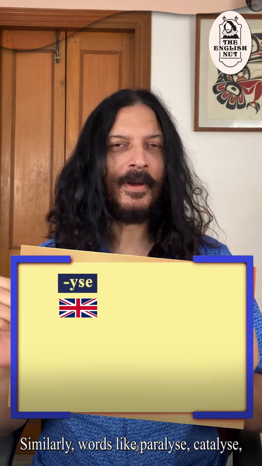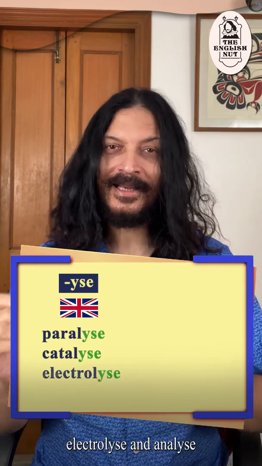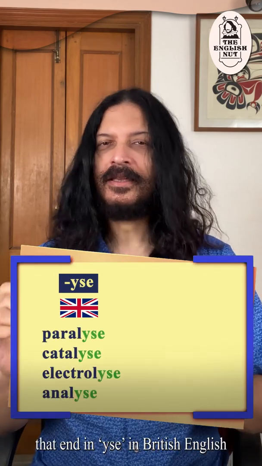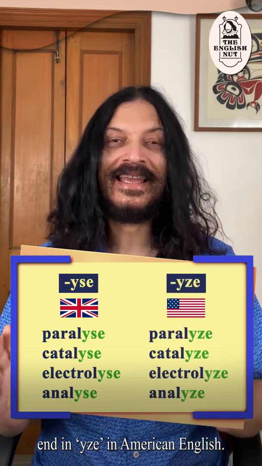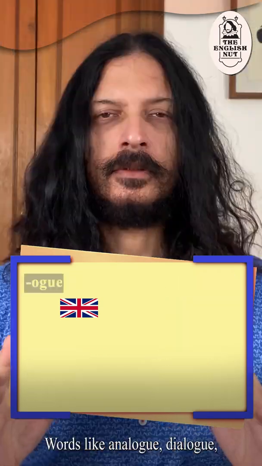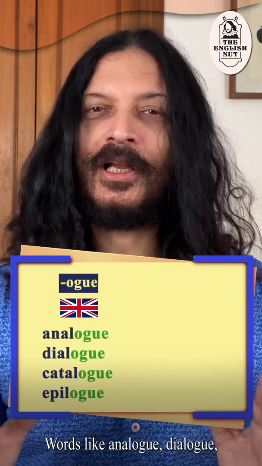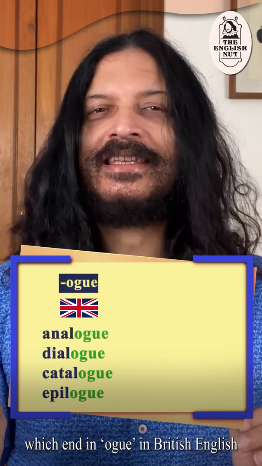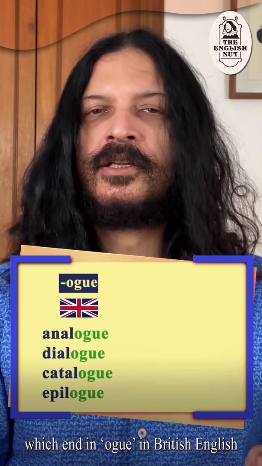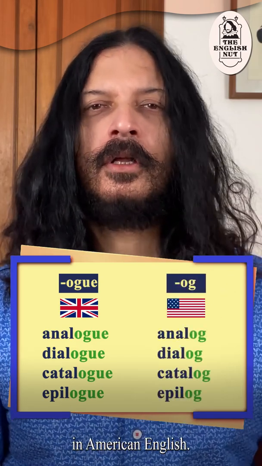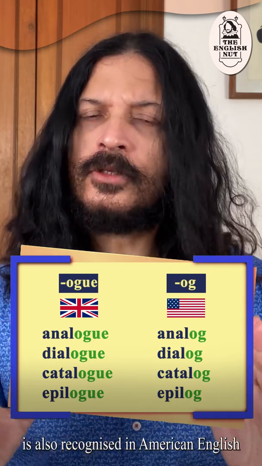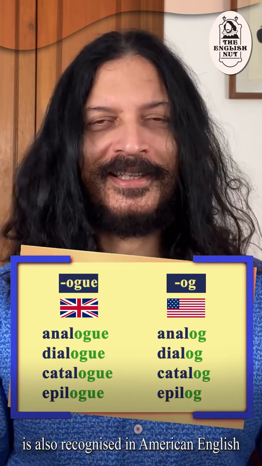Similarly, words like paralyse, catalyse, electrolyse, and analyse that end in YSE in British English end in YZE in American English. Words like analogue, dialogue, catalogue and epilogue, which end in OGUE in British English, are spelt with just OG in American English, though the OGUE ending is also recognized in American English.